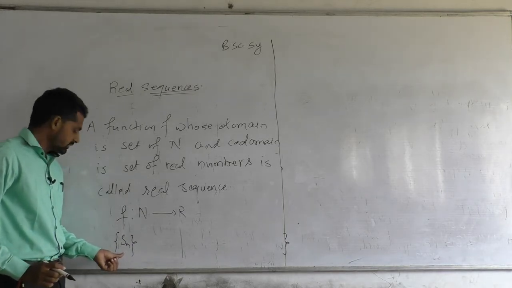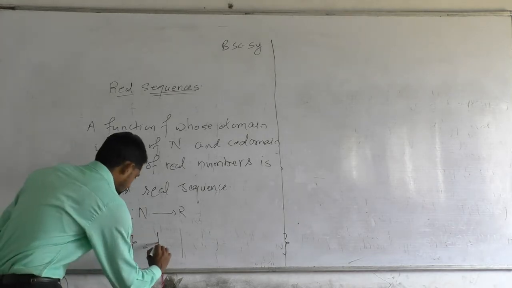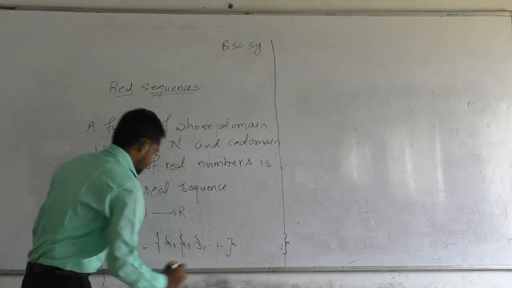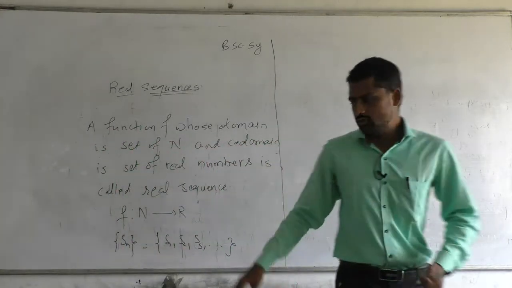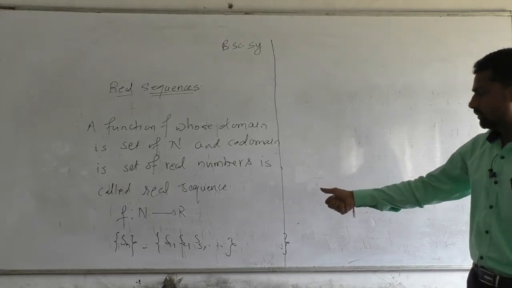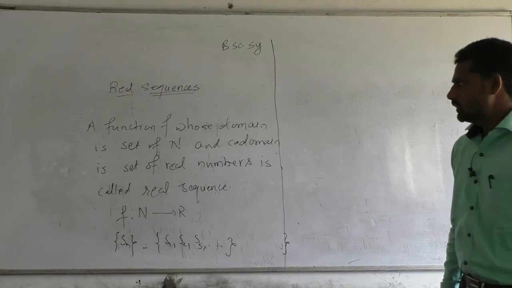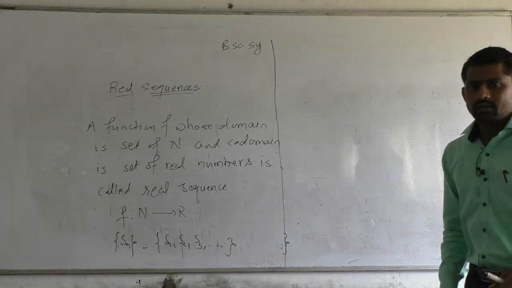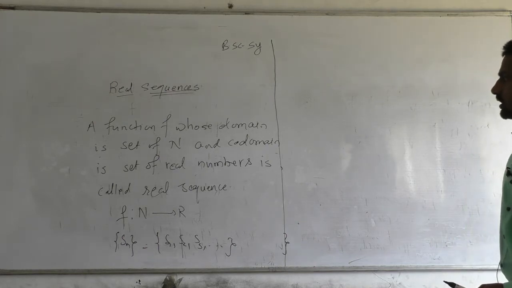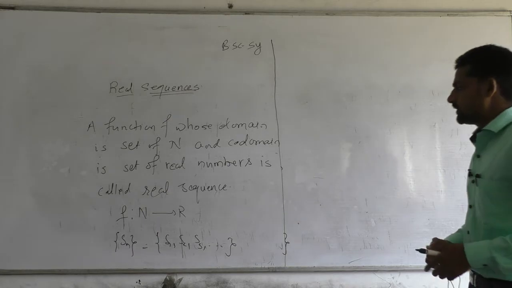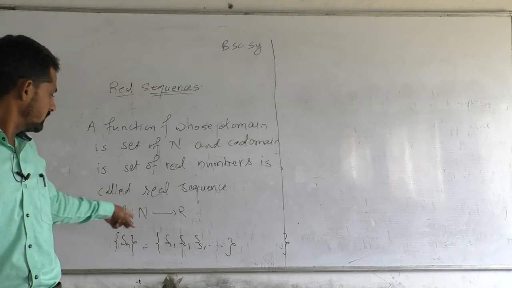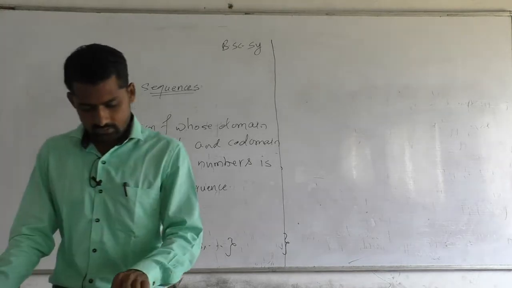Therefore, every sequence is denoted like this. The elements of the sequence are S1, S2, S3, and so on. The first element of the sequence is S1, the second element is S2, the third element is S3, and so on. So this is the definition of a real sequence, which says that a function f whose domain is the set of natural numbers and codomain is the set of real numbers is called a real sequence, and it is a function from the set of natural numbers to real numbers, and a sequence is denoted like this.